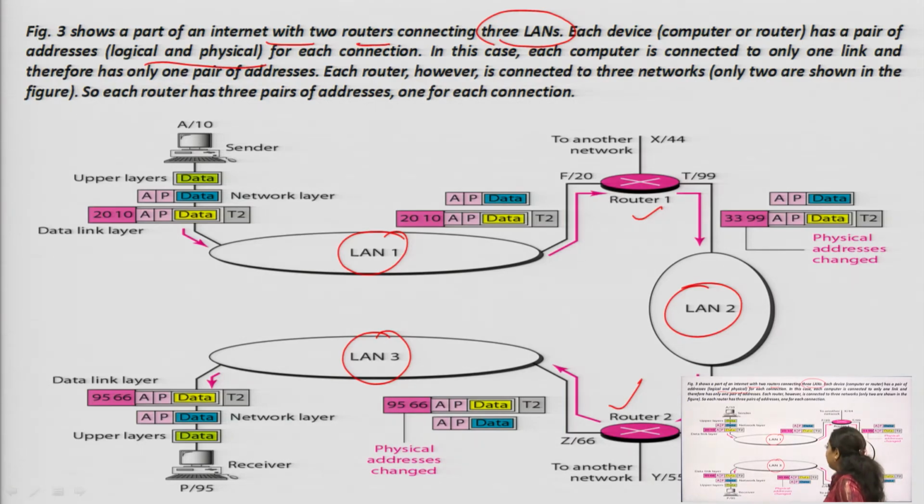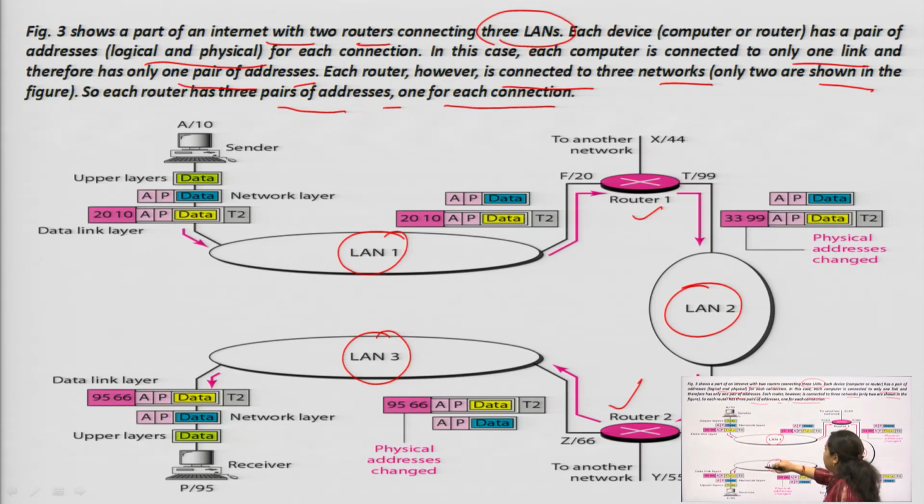Three LANs are connected through two routers, and a pair of addresses will be there. In this case, each computer is connected to only one link and therefore has only one pair of addresses. A pair of addresses means both logical and physical addresses are used. Each router, however, is connected to three networks, only two of which are shown in this figure. So, each router has three pairs of addresses, one for each connection.